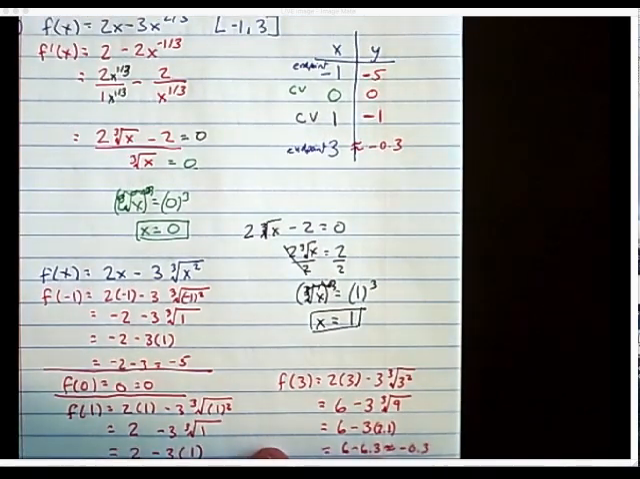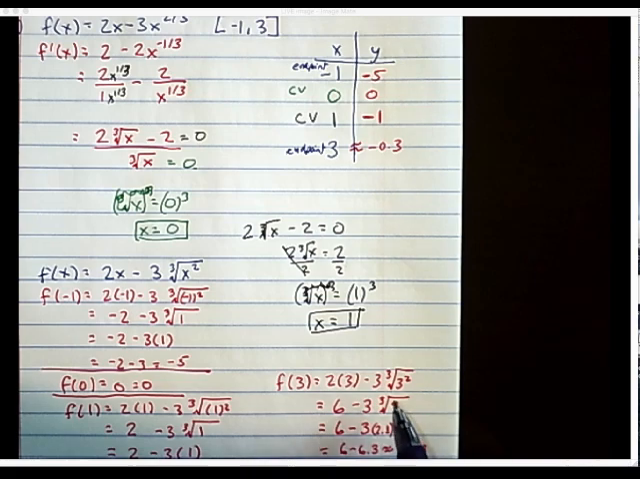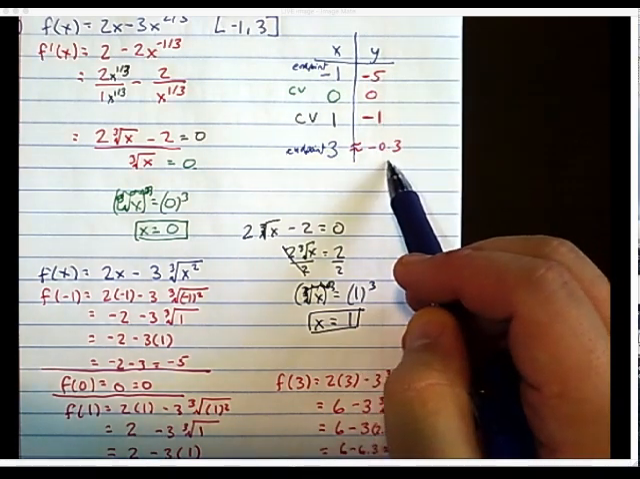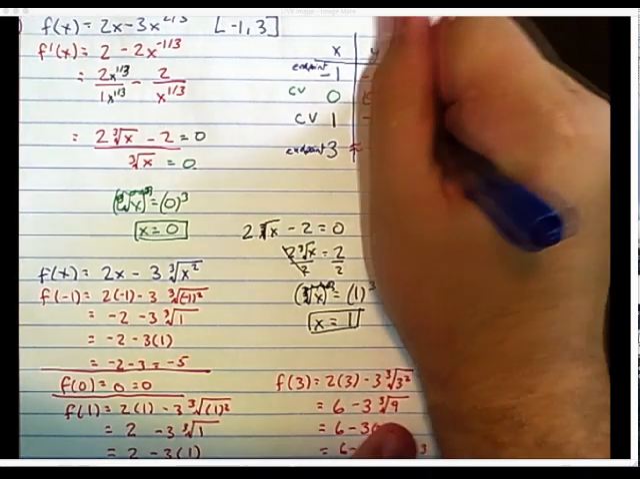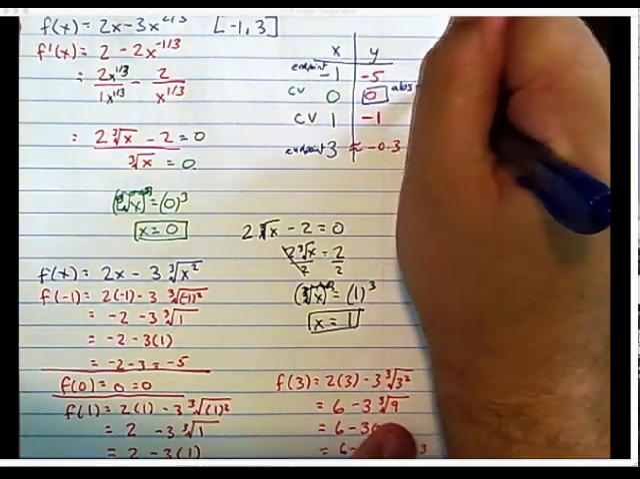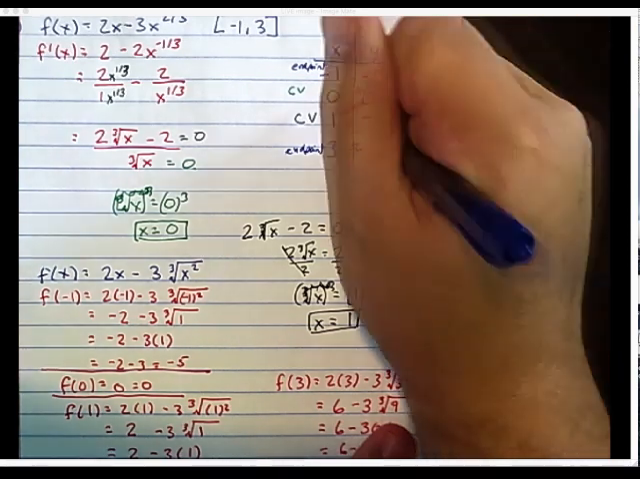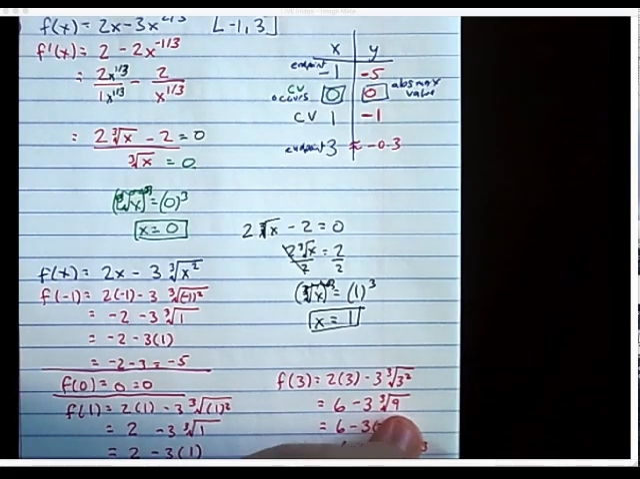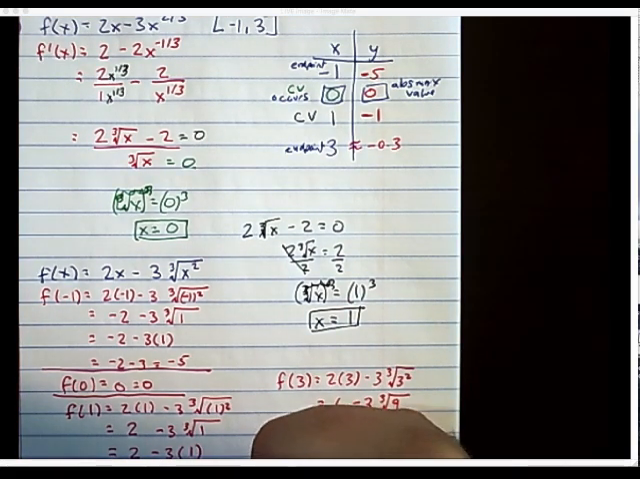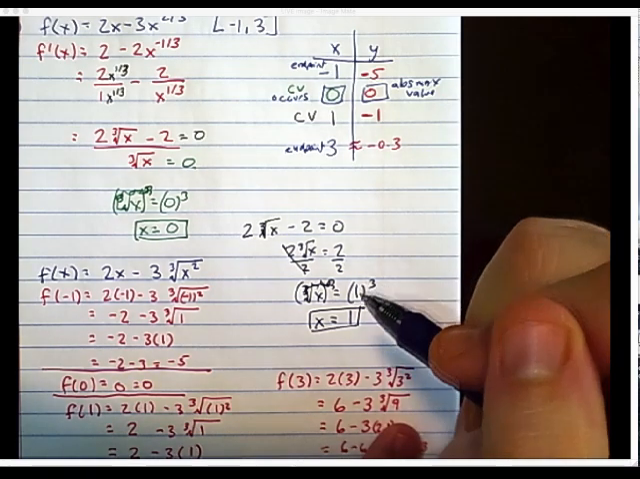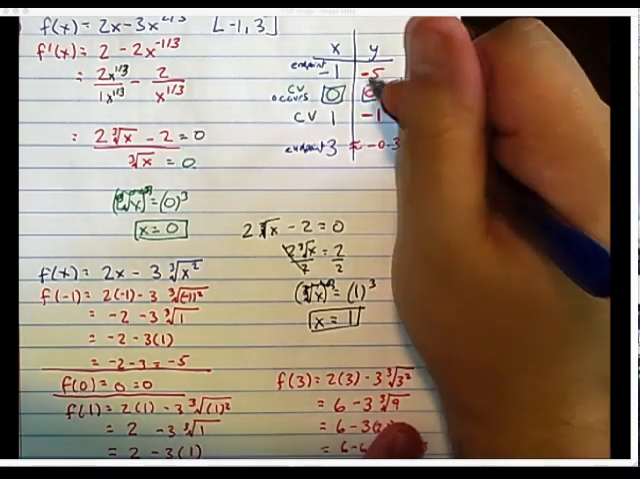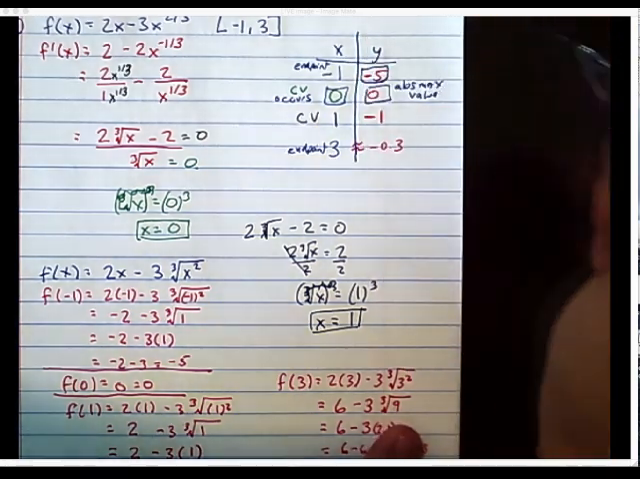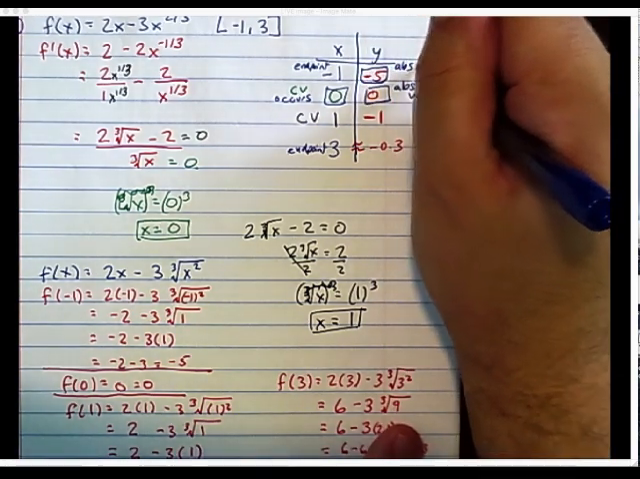So let's ask ourselves, which one of those is the biggest number: negative 5, 0, negative 1, or negative 0.3? Well, 3 of these numbers are negative. So here's the absolute max value, and there's the x value where it occurs. Now, which one of those other 3 numbers is the smallest? Well, negative 5 is. That's the absolute min value.